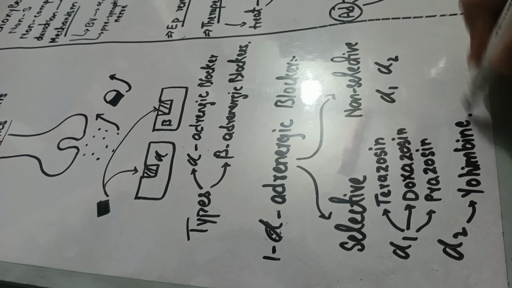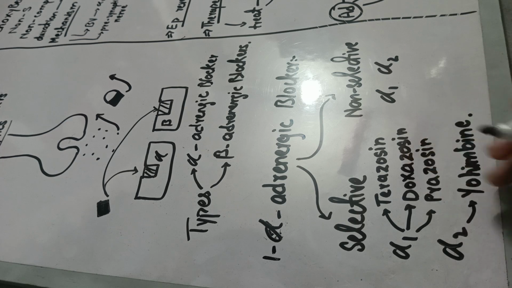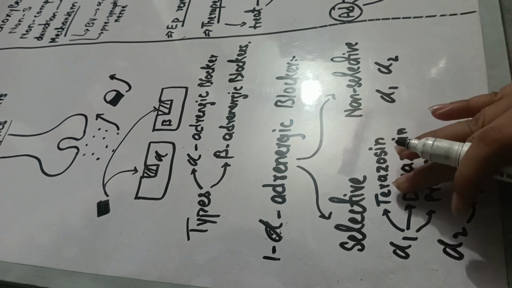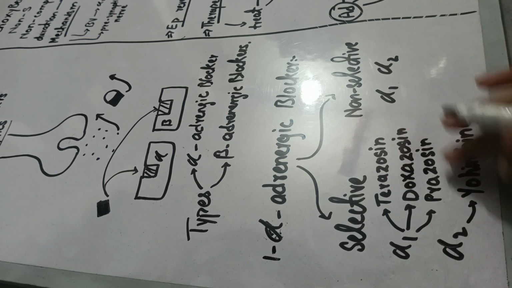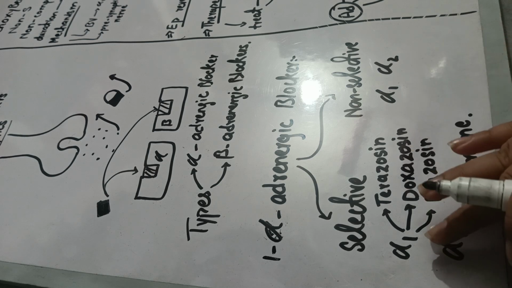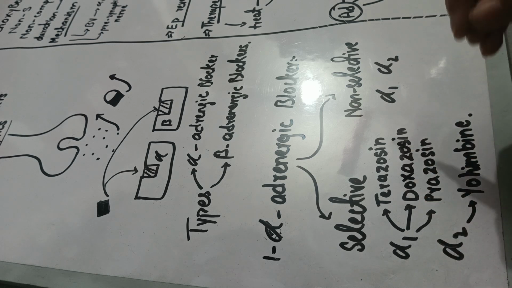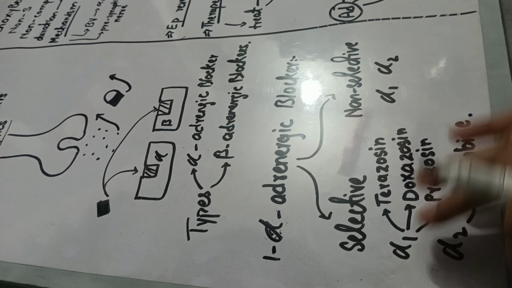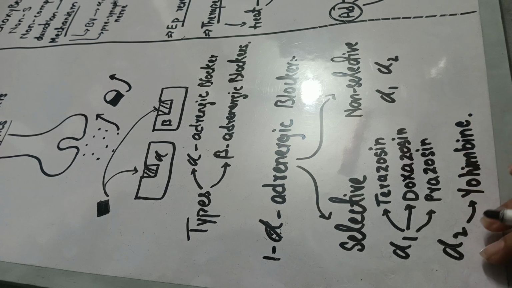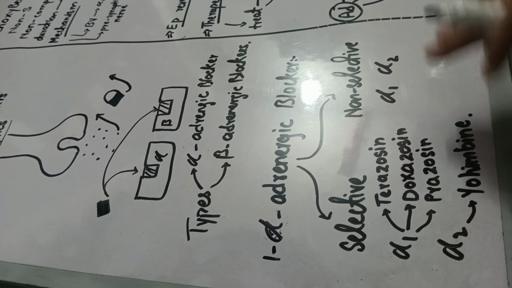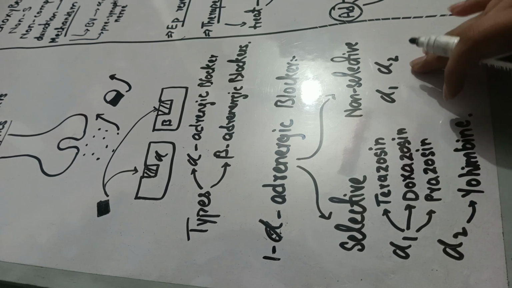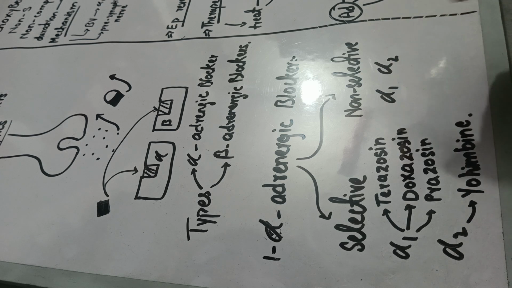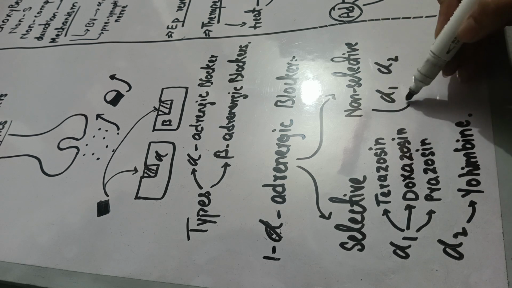Okay, now so these are the selective drugs. Alpha 1 selective drugs like terazosin, doxazosin, prazosin only bind with the alpha 1 receptor and show their particular kind of activity. And yohimbine only binds to the alpha 2 receptor. It doesn't bind with the alpha 1 receptor, so it only binds with alpha 2. Now, the non-selective drugs can bind with both of them. And what are non-selective? Two drugs are given in it.